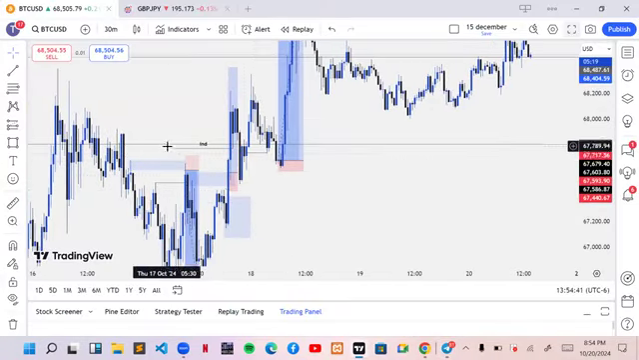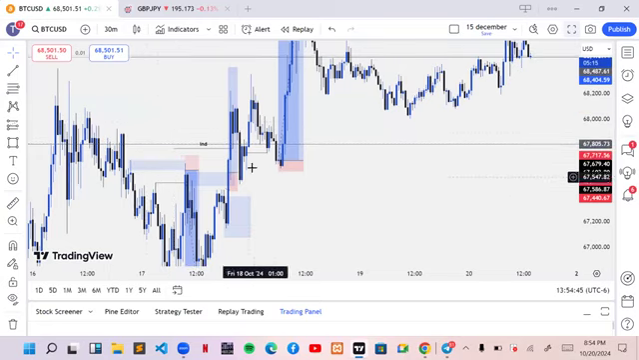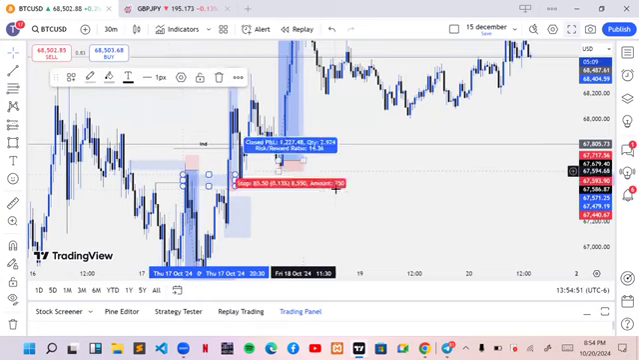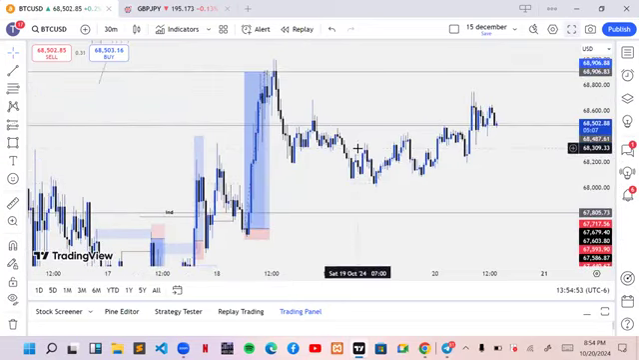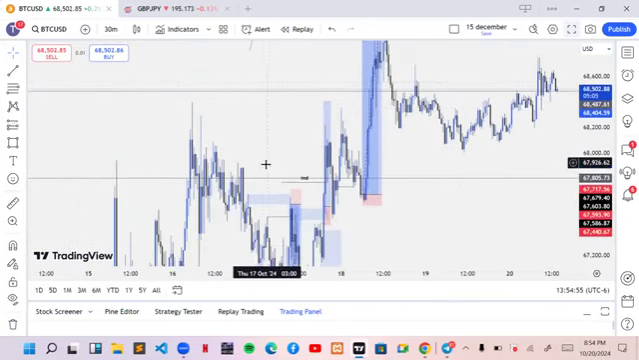The market did the structure shift. This was the inducement, and from this zone was the entry. This breaker block right here. This is what my entry was. So you have to pay attention to this: it is the point of interest that is closest to liquidity.